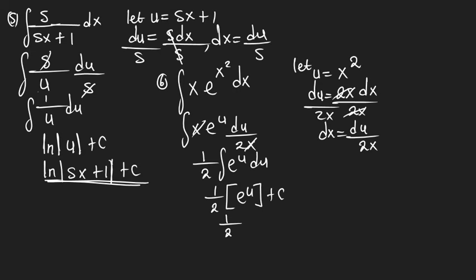So I'm going to have 1 over 2, then of course e to the, what is u? It was x to the 2, plus c. Basically, that is just how you solve question 6. Okay, we go to question 7.